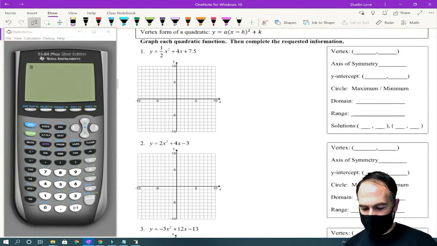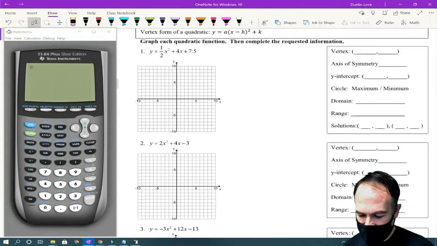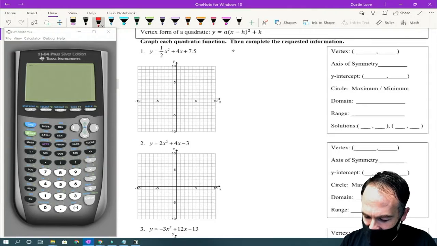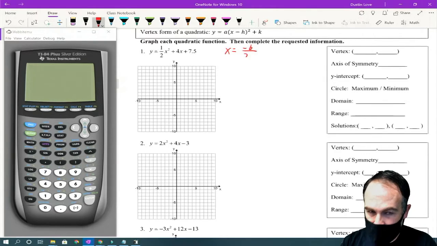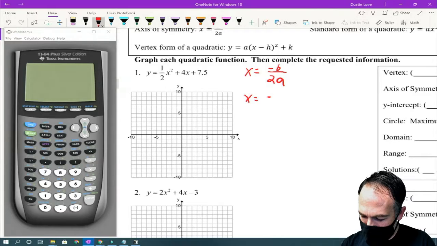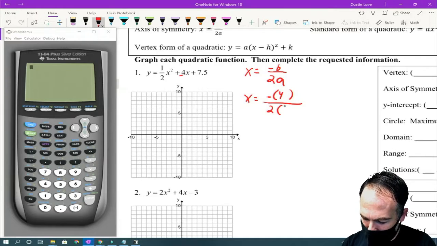Okay, so first off, we're going to be graphing this one in standard form. So whenever it was in standard form, the first thing I did was find the axis of symmetry, which is negative b over 2a. And now we go ahead and plug in negative b is 4 over 2a is 1/2.